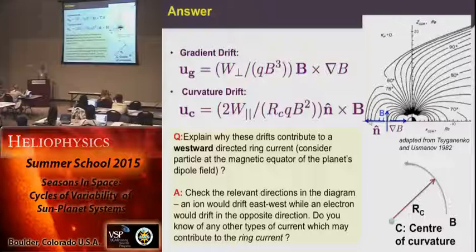Yes, that's absolutely, yeah, that's a good point. So the point that Fran is making is that divergence of current systems quite often give us field aligned currents that connect different regions in a magnetosphere. Yeah.